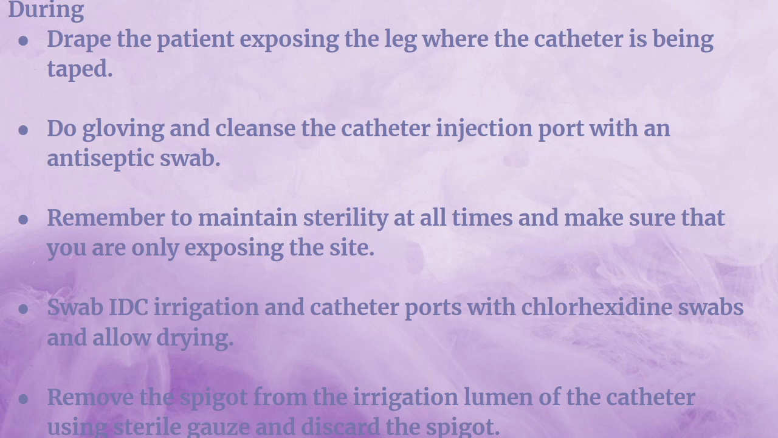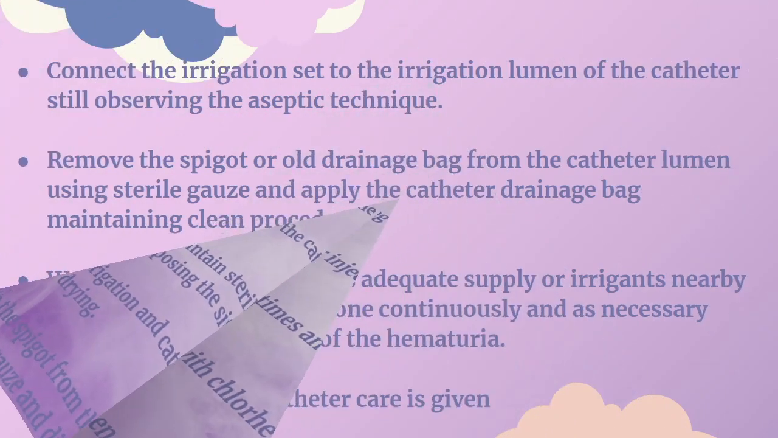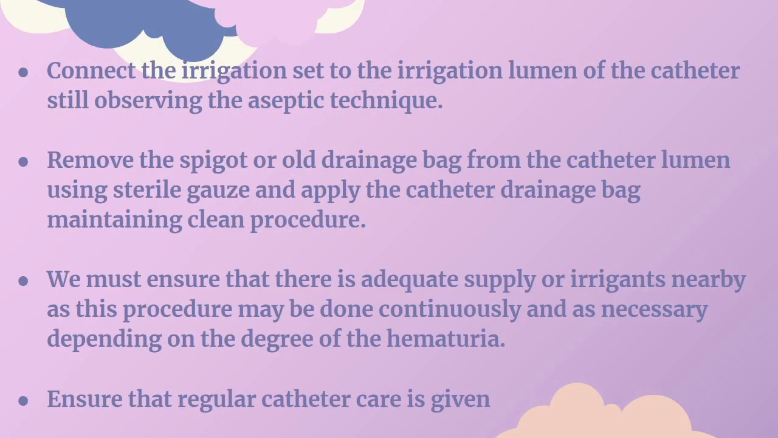Do gloving and cleanse the catheter injection port with an antiseptic swab. Remember to maintain sterility at all times and make sure that you are only exposing the site. Swab the IDC irrigation and catheter ports with chlorhexidine swabs and allow drying. Then remove the spigot from the irrigation lumen of the catheter using sterile gauze and discard the spigot. Connect the irrigation set to the irrigation lumen of the catheter, still observing aseptic technique.